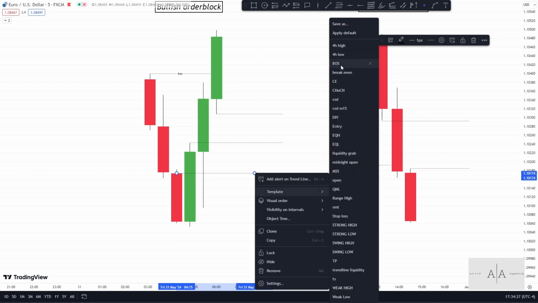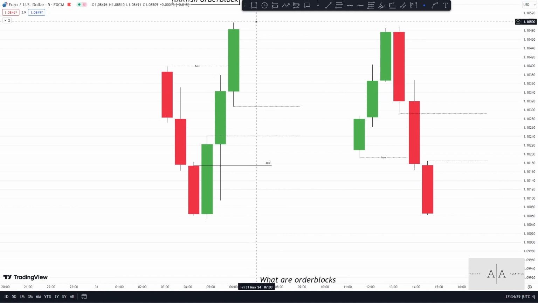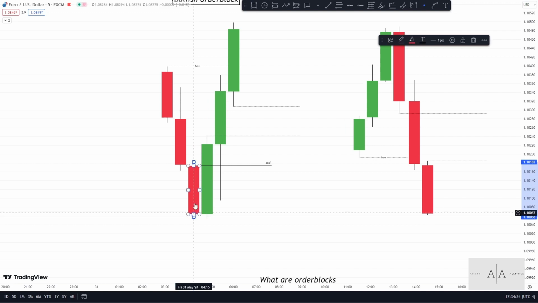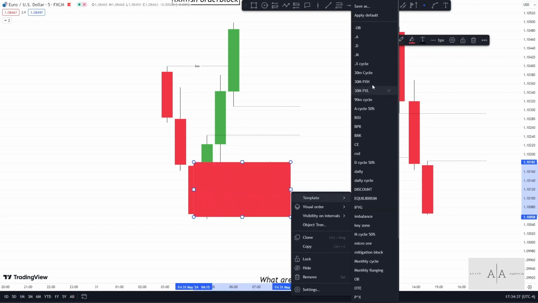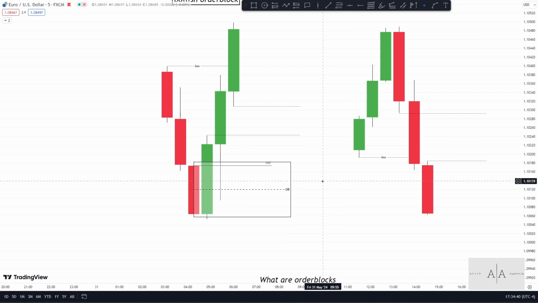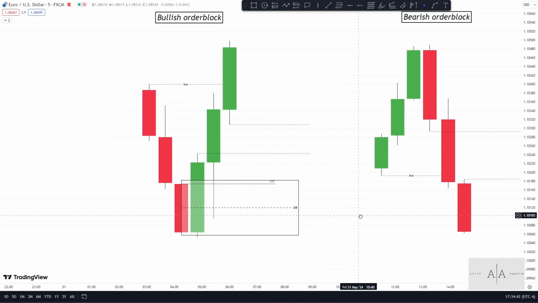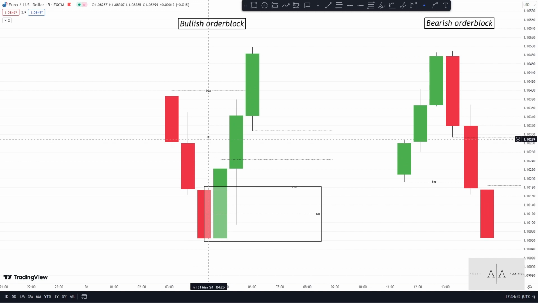Which is also a change in state delivery if you're into ICT and everything. But I'll just use this like that. Where's my order block? So order block, right? Plus the fair value gap here, which we have talked about in the previous video. So when you engulf the candle, you get a small order block. So not exactly a small order block, but a low probability order block.